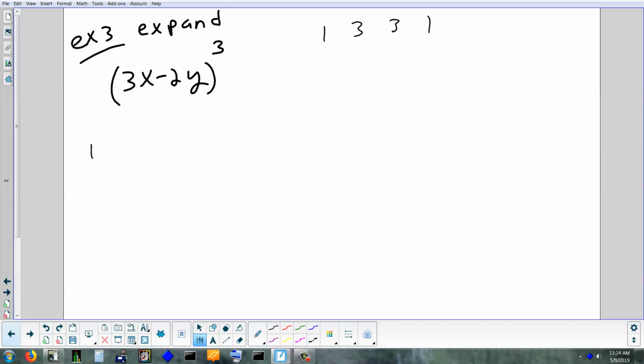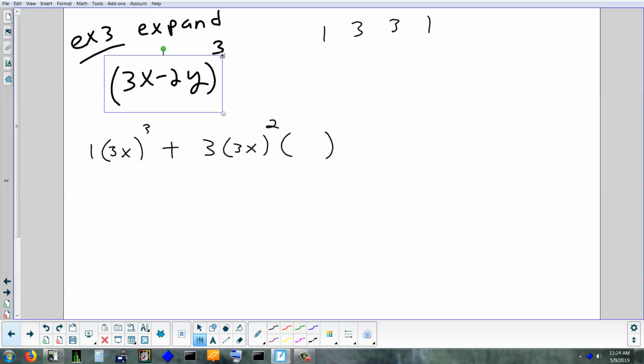All right, so we're going to have a 1. And Natalie, what's going to be after that? 3x to the third. All right, so there's that one. Ashley, my next coefficient? 3. 3. And then I'm going to have a 3x to the second. And another set of parentheses because now within this binomial, each term has 2 factors. So what's going to be in the second set of parentheses?